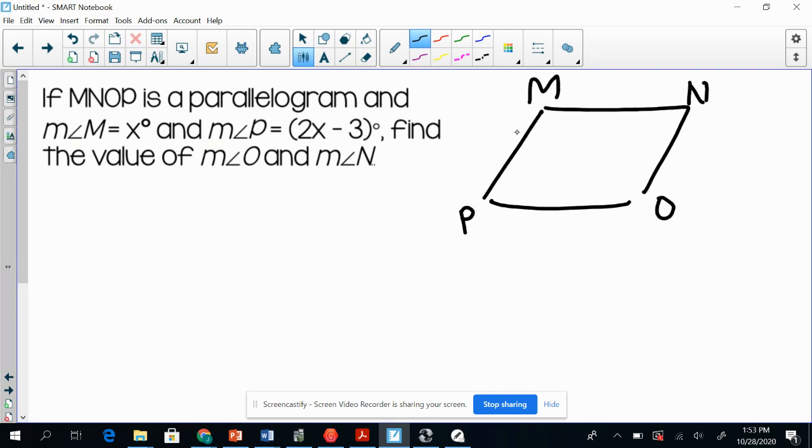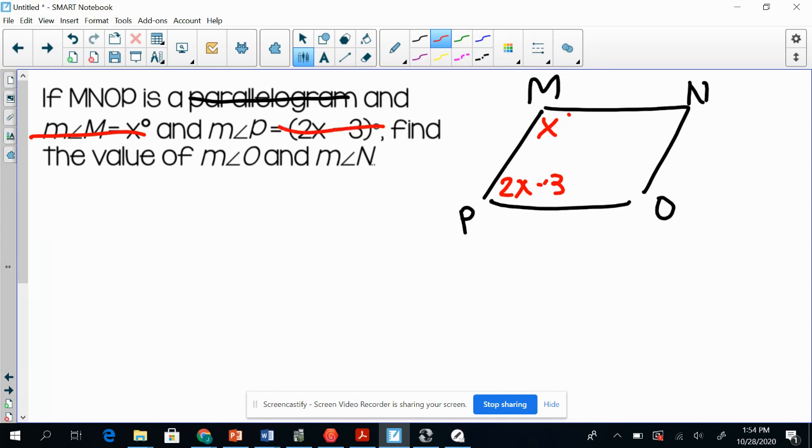So the naming can start wherever, but the letters have to be consecutive going clockwise around the shape. So I can't go M, N, P, O, because it's a zigzag. We want to go clockwise around the shape from wherever we start. Okay, so if I have my shape drawn, that means I've taken care of the word parallelogram. And angle M is X, so this is X degrees. So we've taken care of that one. And angle P is 2X minus 3 degrees. So we're taking care of that one.